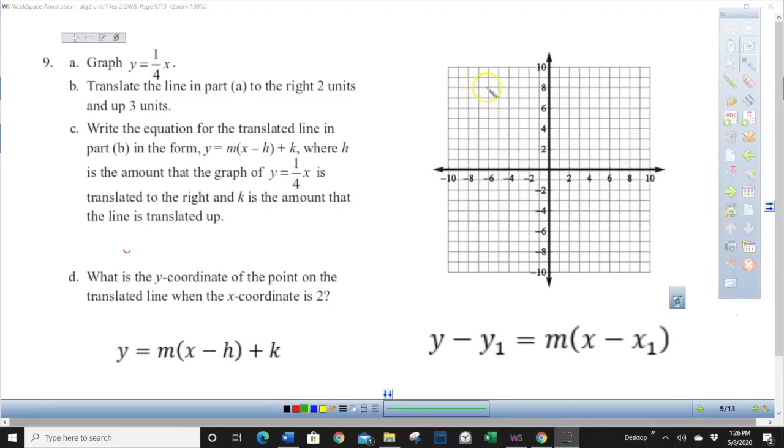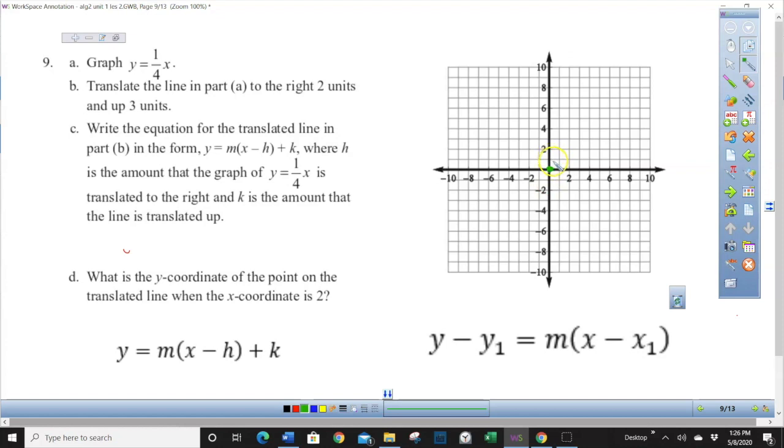Now that you've finished problems 1 through 8, let's stop for a minute and talk about number 9. The first thing it asks you to do is graph y equals 1/4 x. Well, we know we have a point at 0, 0, and that our slope is 1/4.